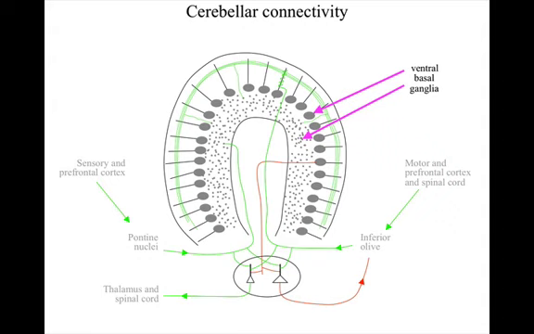One other source of inputs is the dopaminergic neurons of the ventral tegmental area, and these neurons target both the Purkinjes and the granule cells. And recall that we discussed that the ventral basal ganglia has something to do with rewarding behaviors.